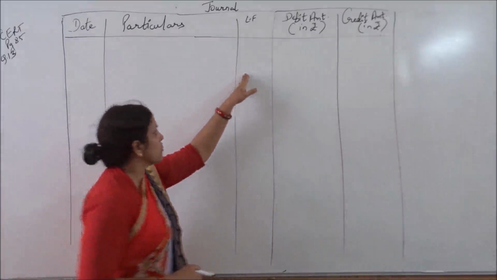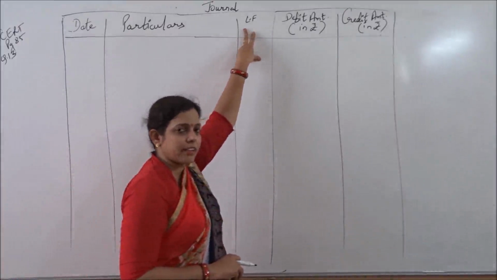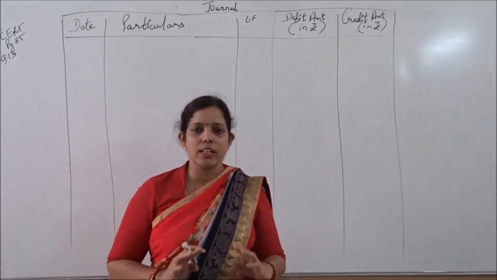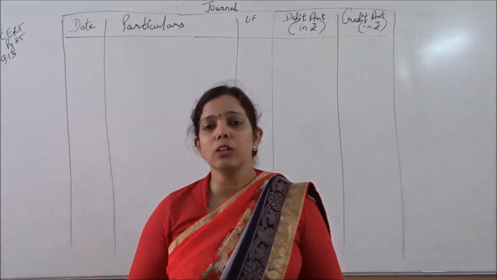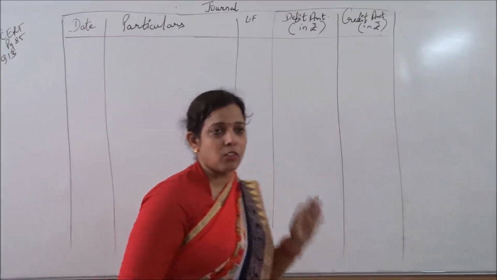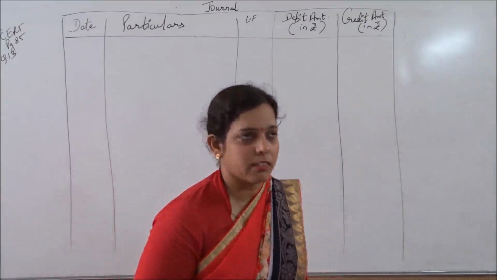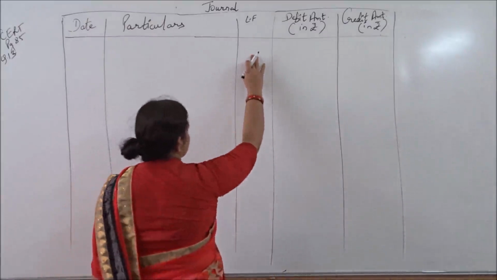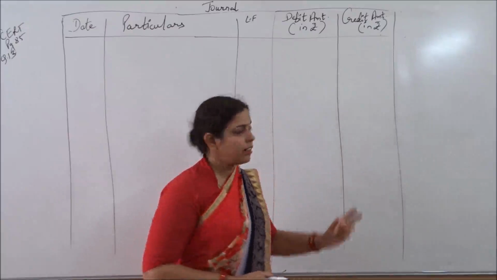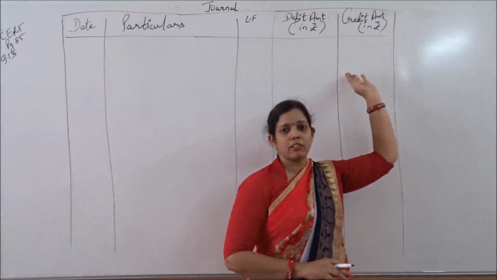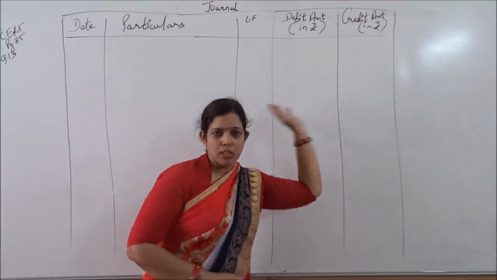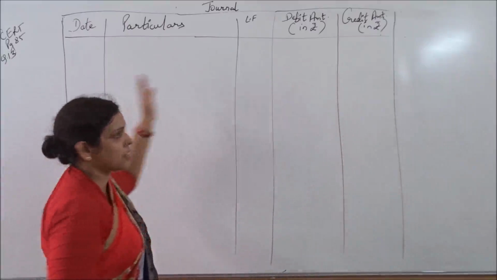Then ledger folio. L.F. is a short form. Actually the full name is ledger folio, L-E-D-G-E-R ledger, F-O-L-I-O folio. Ledger folio means nothing but a page number. Suppose if an invoice number or page number is given in the question, you have to write it here. Then debit amount is the total of the debit side, and credit amount is the amount written against the credit side. You will write that here in debit and credit. So this is about the format of the journal.